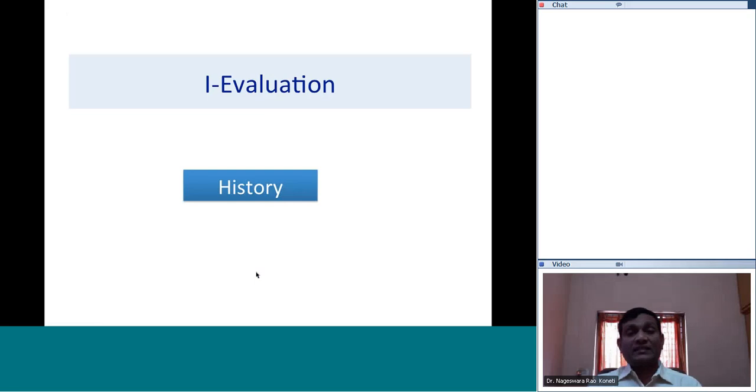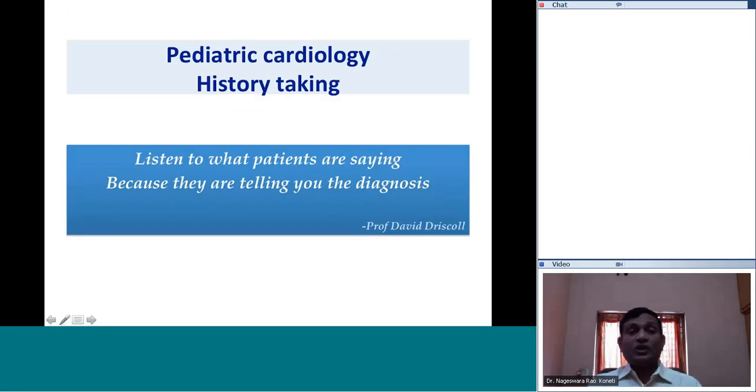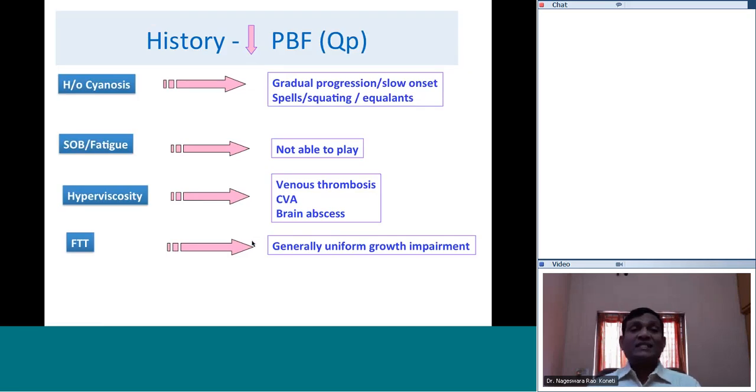So let us take history, evaluation, step one. In cyanotic congenital heart disease with reduced pulmonary blood flow, you should take a careful history. Professor David Driscoll from Mayo Clinic always used to tell, listen to what patients are saying, because they are telling you the diagnosis. Mother may be telling that this baby is having a cyanotic spell, which if you don't listen, you will miss the diagnosis. Any history of gradual progression of symptoms of cyanosis and shortness of breath, slow onset cyanosis. Mother notices some duskiness at 3 months of age, and at 1 year baby developed cyanosis. After some time the child started developing spelling episodes, then it is classically suggestive of cyanotic congenital heart disease with reduced pulmonary blood flow.